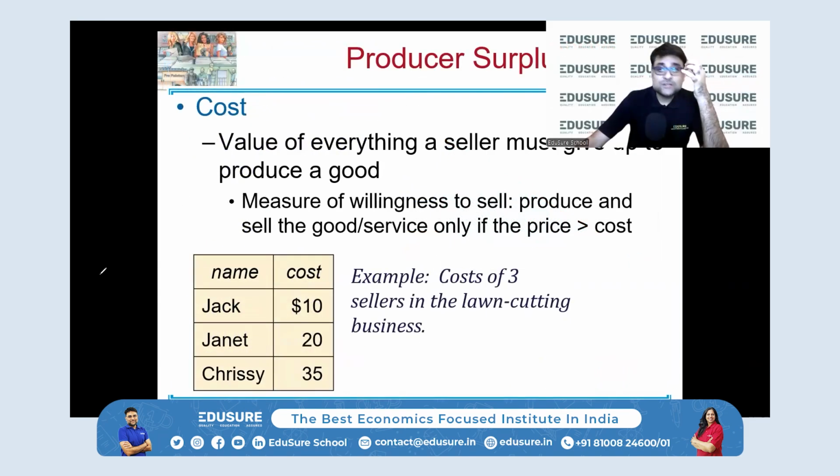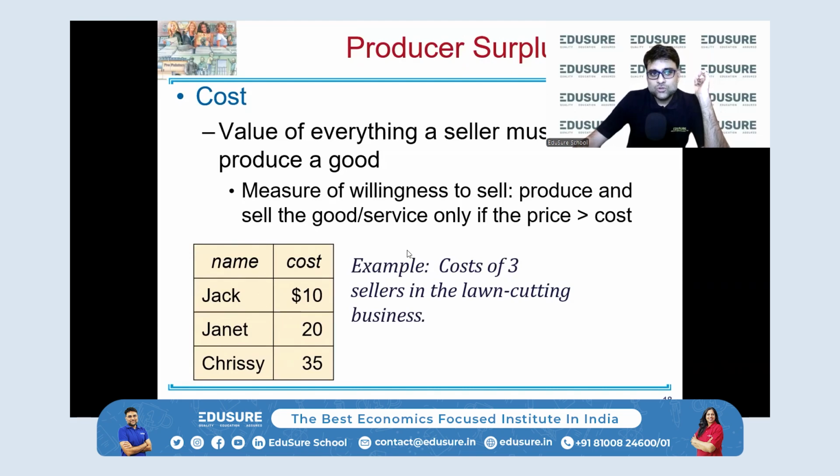Producer surplus is the extra benefit or profit that the producers get when they sell a good or service at a price higher than their minimum willingness to sell. The minimum willingness to sell is their production cost. So the producers are willing to sell a good if the price covers their production cost, and any price higher than the production cost is the surplus. The producer surplus is nothing but the profit that the producer makes on selling a good. If they sell at a higher price than their cost, the difference becomes the producer surplus.